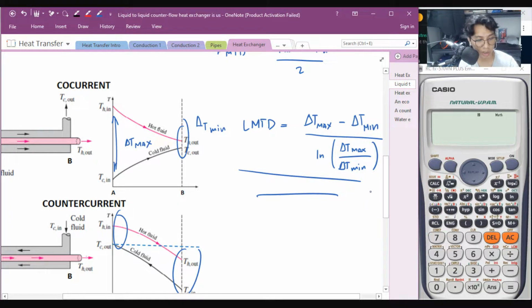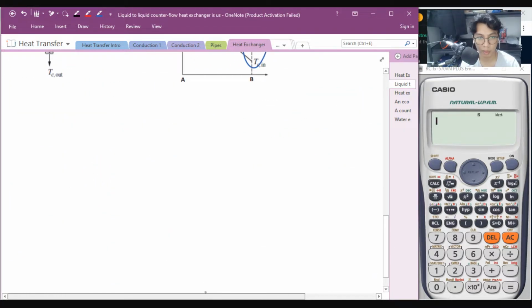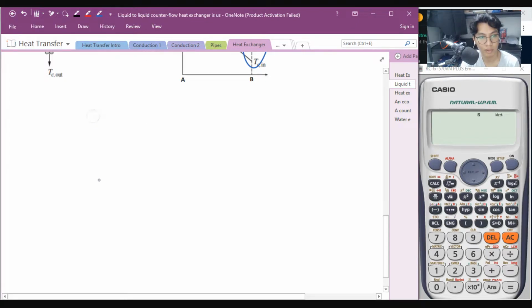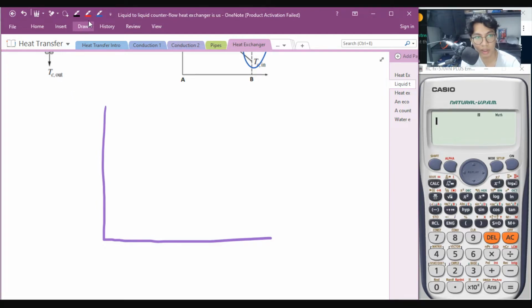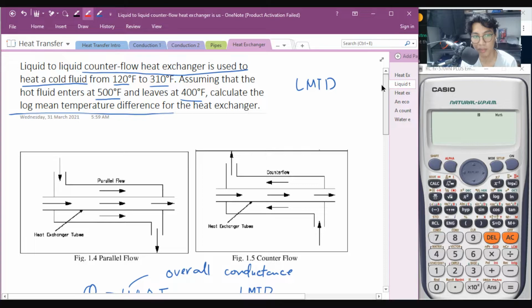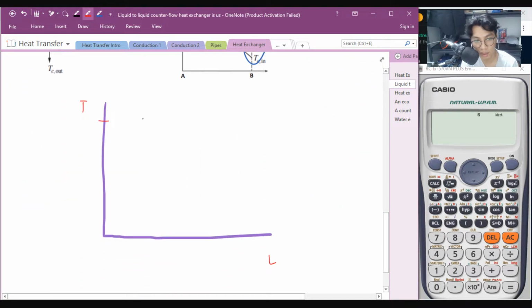So, mas maganda i-solve natin yung problem by drawing it. Ang condition mo dyan ay always ganito. There is a temperature rise and fall within the length of the heat exchanger. So, ang consideration mo dito is the temperature and the length ng iyong heat exchanger. Now, ano magmumula dyan? 500 and 400, sila yung mga pinakamataas. So, tingnan natin, this is 500, yung 400 nandito.